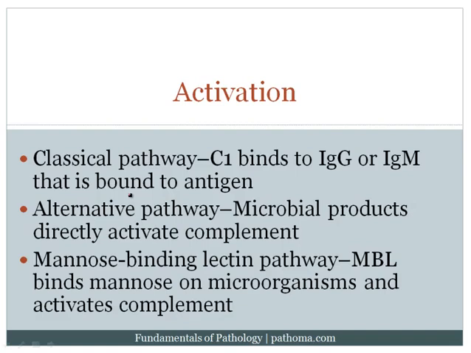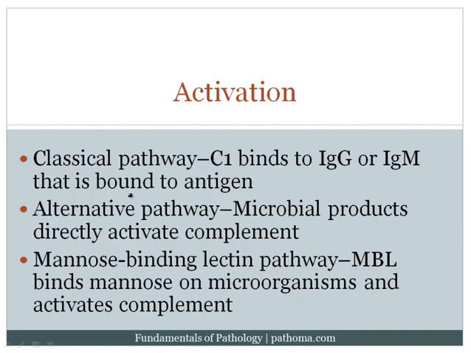The first is the classical pathway. In the classical pathway, C1, which is an early complement protein, binds to IgG or IgM, which is bound to an antigen. So if IgG or IgM gets bound to an antigen, C1 can bind to that bound antibody and then activate the complement cascade. Now that's called the classical pathway, and there's a famous mnemonic concerning this pathway that GM makes classic cars. So the company GM makes classic cars, and so IgG or IgM results in activation of the classical pathway.